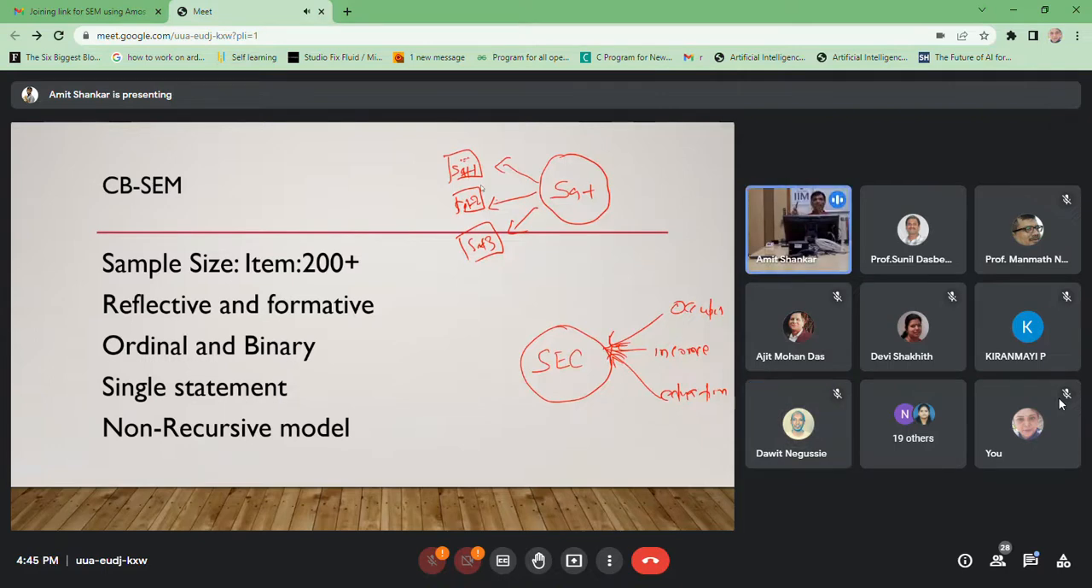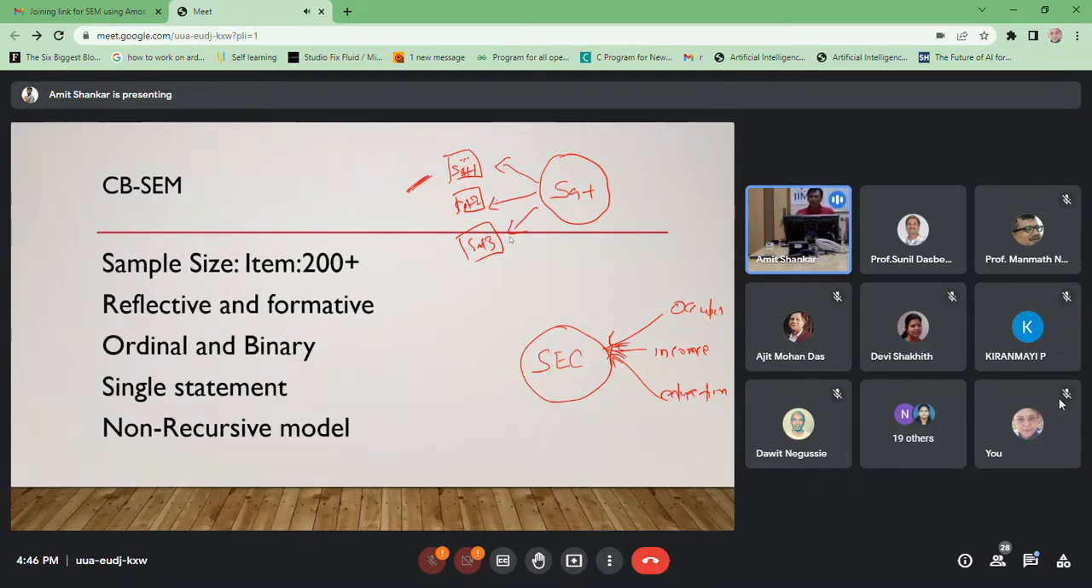So when I am saying this is a reflective construct, what does it mean? It means that satisfaction is measured by satisfaction 1, satisfaction 2, satisfaction 3, right? If we remove the satisfaction variable, there is no value of these items. So these are items which hold value only as long as satisfaction is there. These items are indicators of satisfaction. If satisfaction is not there, these items have no value, right? That's how it goes.